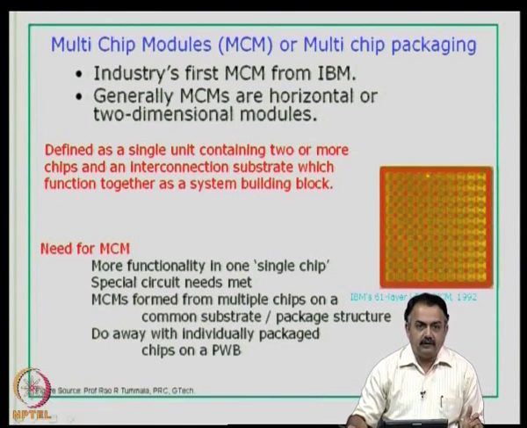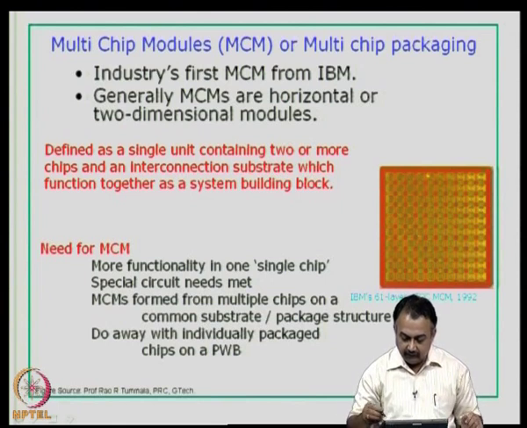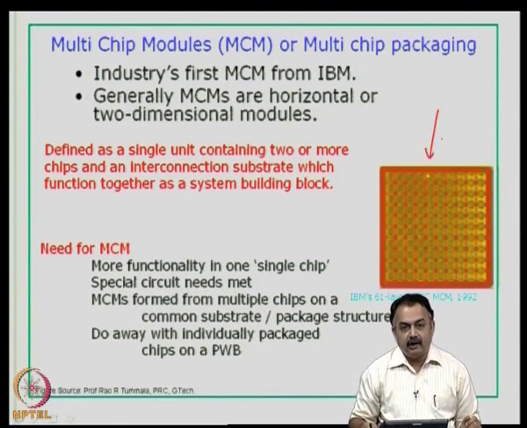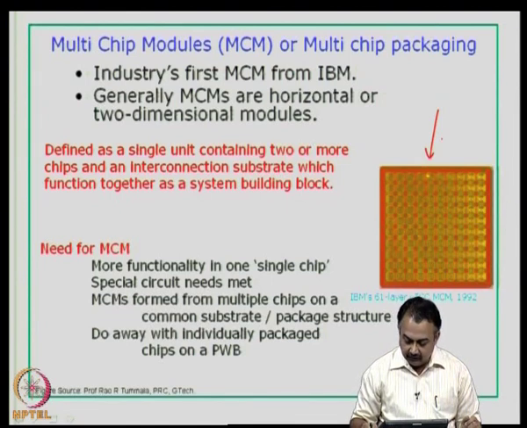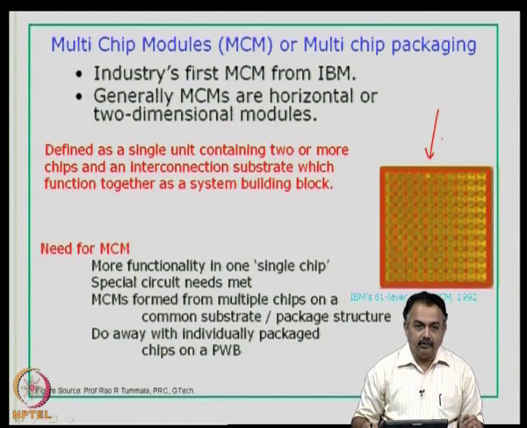The industry's first multi-chip module came from IBM, and generally multi-chip modules, when you talk about their structure, are typically horizontal or 2-dimensional modules. If you look at the figure here, it is a typical ceramic multi-chip module fabricated by IBM in 1992. So, multi-chip modules are not new.